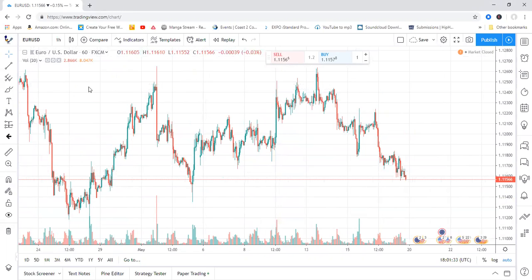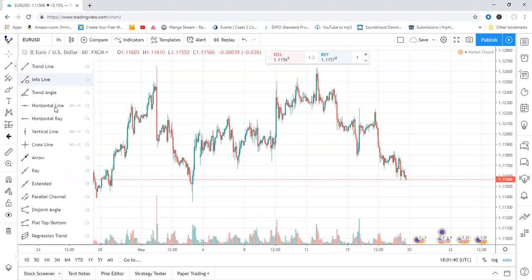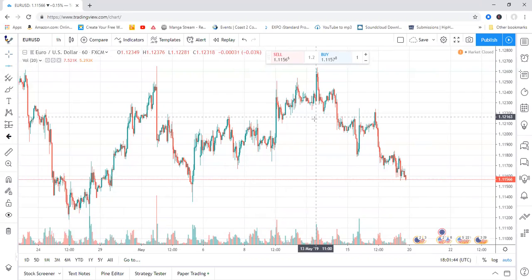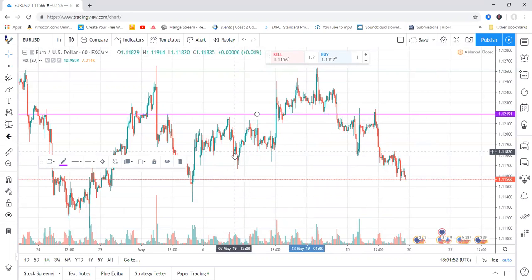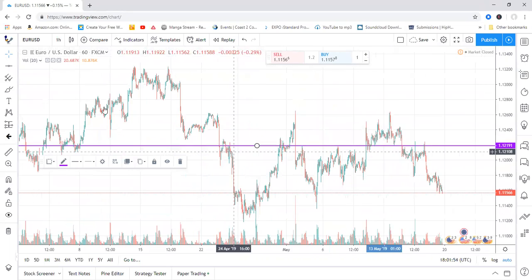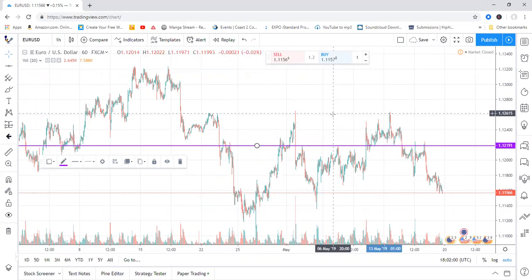So first things first, I always like to bring out my support resistance, so this way I know exactly where price should definitely be going. I see a really nice support resistance area right here. Next, just keep putting in some more support resistance.